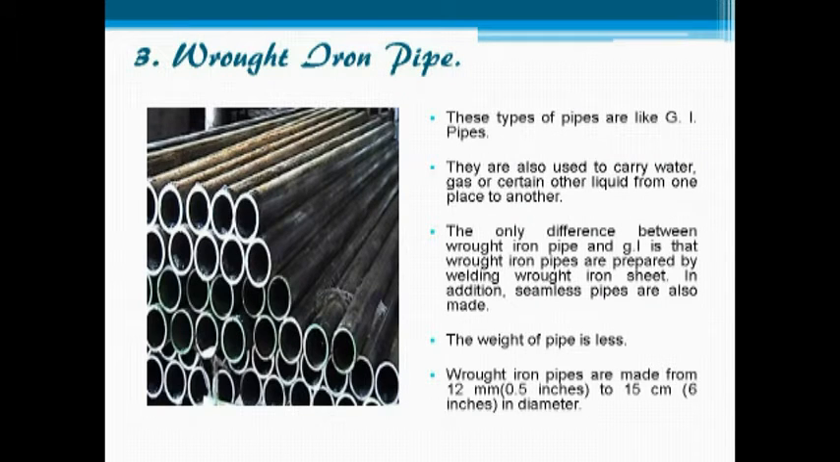Number 3. Wrought iron pipe. This type of pipe is like GI pipes. They are also used to carry water, gas, or certain other liquids from one place to another. The only difference between wrought iron pipe and GI pipe is that wrought iron pipes are prepared by welding wrought iron sheet. In addition, seamless pipes are made. The weight of such pipe is less. Cutting, threading, and bending of this pipe is easy. These pipes are made from 12 mm or 0.5 inches to 15 cm or 6 inches in diameter.